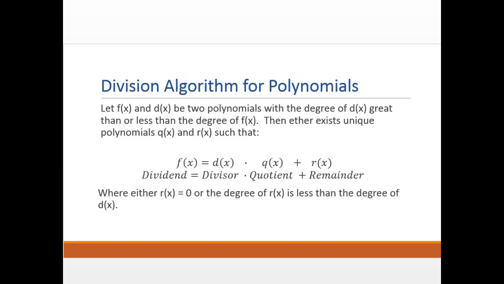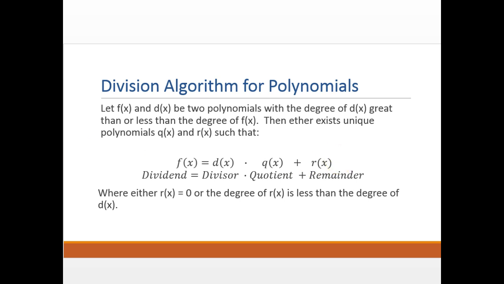Our division algorithm for polynomials is simply your division algorithm for regular division. We're going to take two polynomials, f of x and d of x. F of x is your dividend, and you're going to divide it by your divisor. So if you're looking at it as a fraction, your dividend would be your numerator, your divisor would be your denominator. F of x equals d of x times q of x. Q of x is how many times d of x goes into f of x. And then your r of x is your remainder.